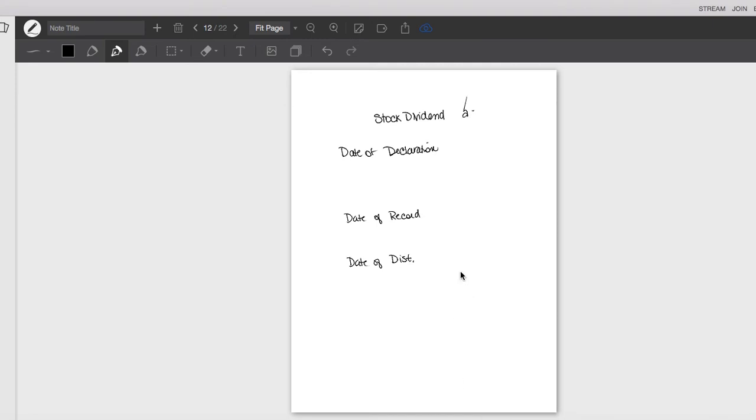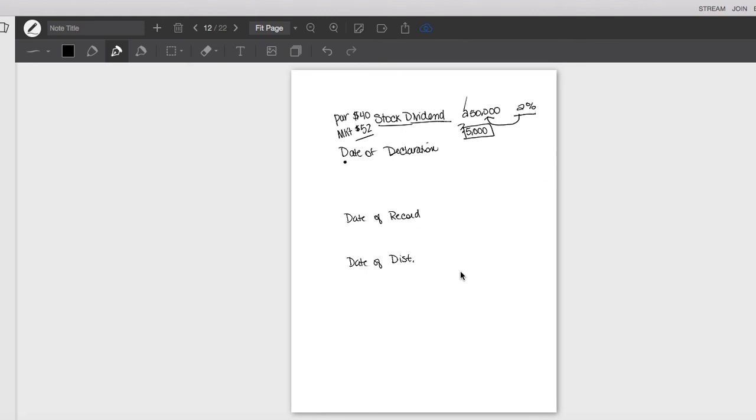We know that there are 250,000 shares outstanding, and we're going to give away a 2% stock dividend. The par value of the stock is $40, and the market value is $52. So the first question is, how much stock are you going to give away? Well, you're going to give away 2% of the outstanding stock. So you'll say 250,000 times 2% is 5,000 shares. So that's the first thing you have to figure out with the stock dividend problem: how many shares will you give away.